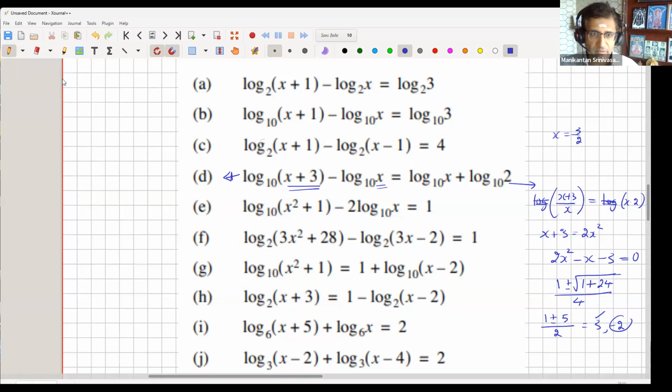Positive or negative, whatever it is, to check the validity, put that answer back in the original question and test it out yourself. There could be negative answers which are valid. There could be positive answers which are not valid. So don't go just on the surface of it and say negative answer, therefore not possible.